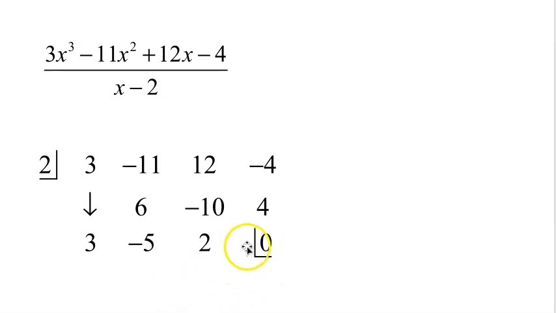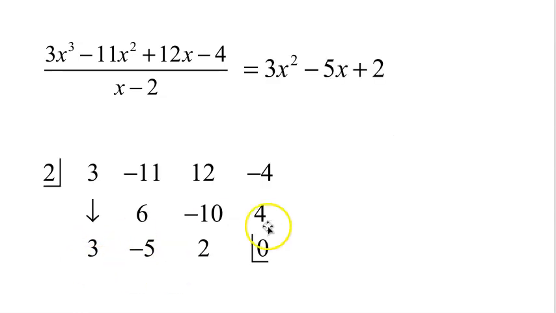My quotient is defined by the coefficients 3, negative 5, and 2. This is the constant, this is the x, and this is the x squared term. So that represents 3x squared minus 5x plus 2, and that's how we were able to quickly do that. But again, this method only works if you have x minus a number, 1x minus a number. So please keep that in mind as we look at our other examples.